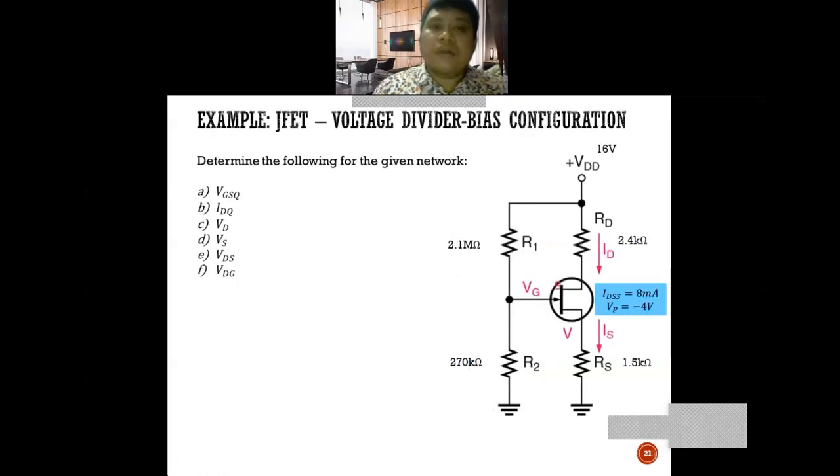So here is an example of the JFET voltage divider bias configuration. It's the same as with the self bias and fixed bias. We need to find the VGSQ, IDQ, VD, VS, VDS, VDG. The difference here is in the formula, because the voltage divider bias needs to use the voltage divider formula, and for self bias VG equals 0, and for the fixed bias Vs equals 0.